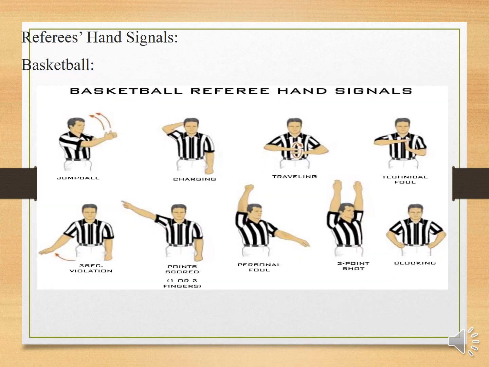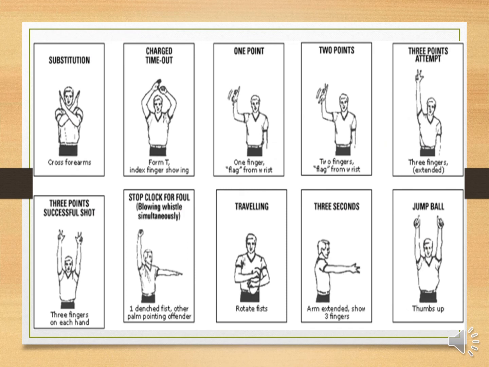Basketball referee hand signals. Jump ball, charging, traveling, technical foul, 3-second violation, point score 1 and 2 finger, personal foul, 3-point shot, blocking. So this is also the basketball hand signal. Substitution, charge timeout, 1 point, 2 points, 3 points attempt, 3 points successful shot, stop clock for foul blowing whistle simultaneously, traveling, 3 seconds, jump ball.